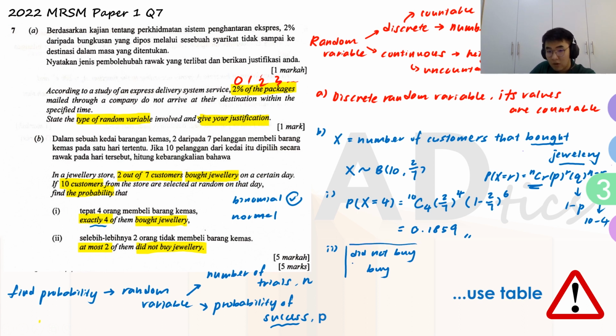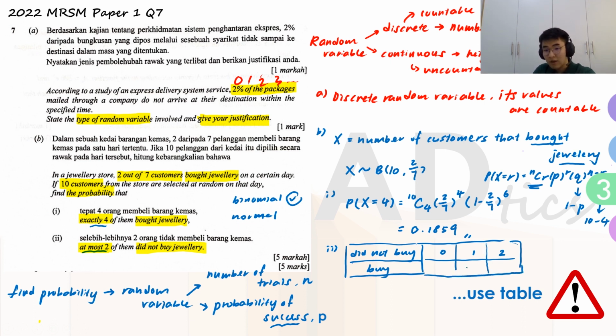Okay, so now I list out all the possibilities first. So here it says at most 2 of them, so this means it will not exceed 2. So it will be 0, 1 and 2, which are our possibilities. And now for each possibility, I will calculate the number of customers that bought the jewelry. Okay, so the first one will be 0 customers did not buy. So this means all of them bought. If 1 did not buy, it means 9 bought. If 2 did not buy, it means 8 of them bought.